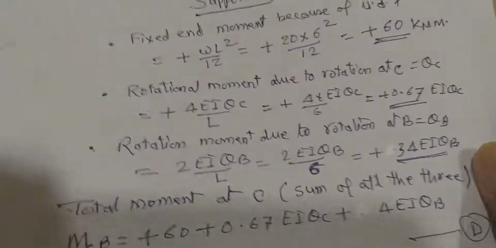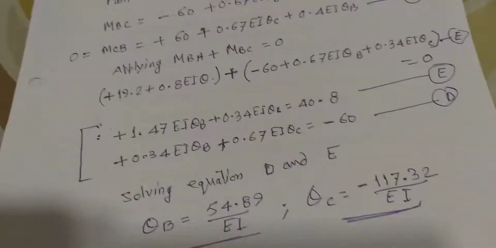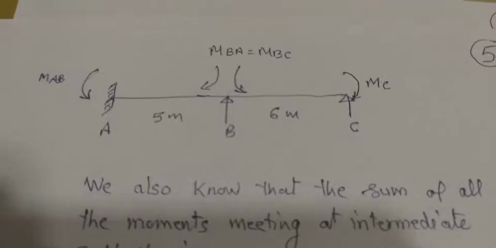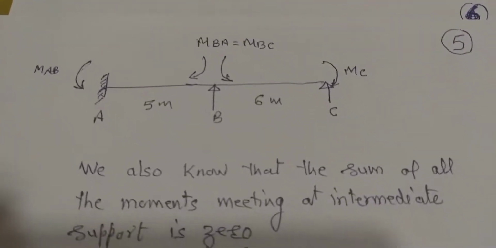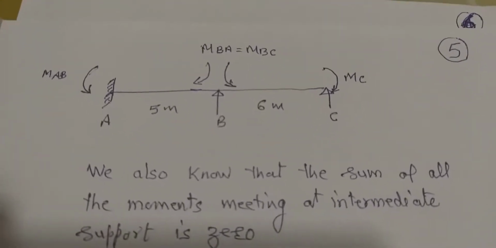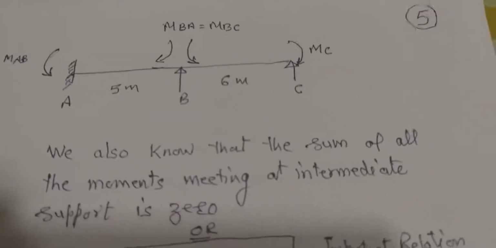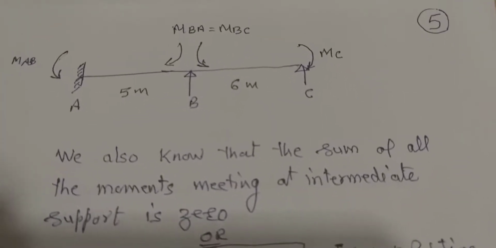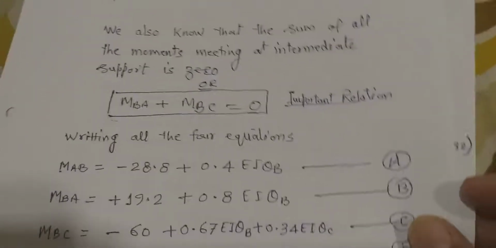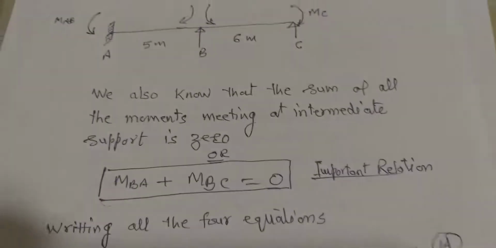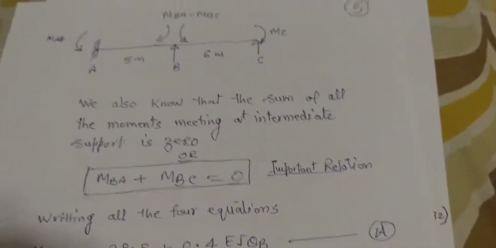So we have calculated four total moments at A, B, C and D. For span AB at A, it is written as capital A. For BA, it is taken as capital B. For BC, it is taken as capital C. And for CD, it is taken as capital D. So four moments at the supports have been calculated.